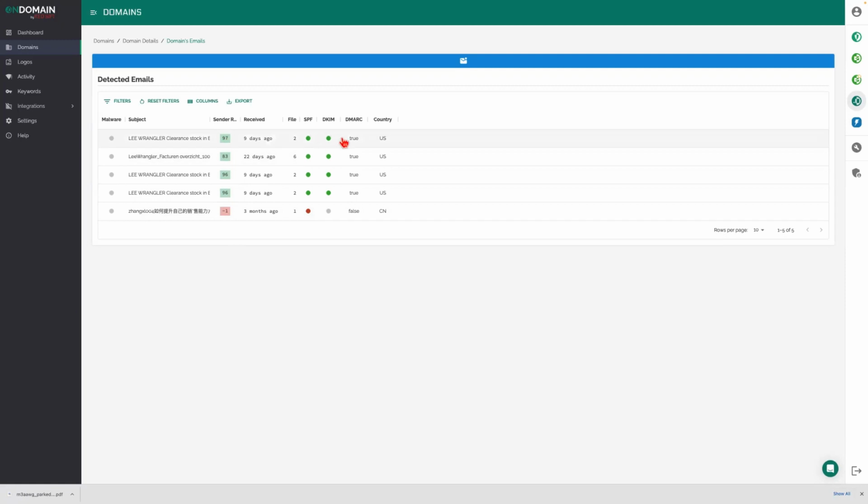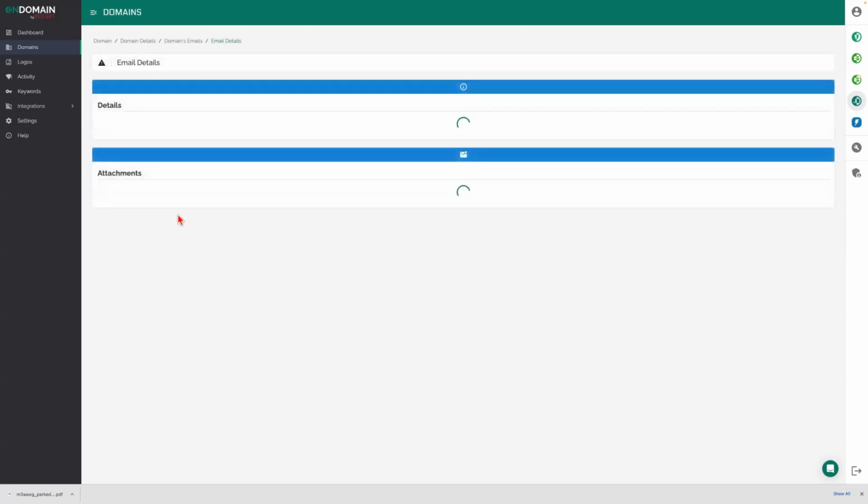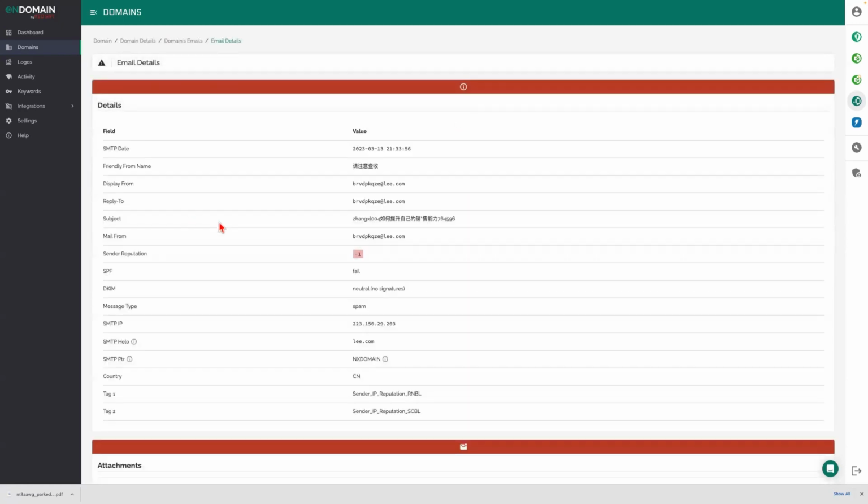And then we can see right away that some of these look like they're just fine. They pass SPF and DKIM and DMARC. But this one here is failing SPF. There's no DKIM set up, and it's in China. So DMARC is failing on here. So someone attempted to send an email here and it didn't pass DMARC. So we can know that something's going on here.